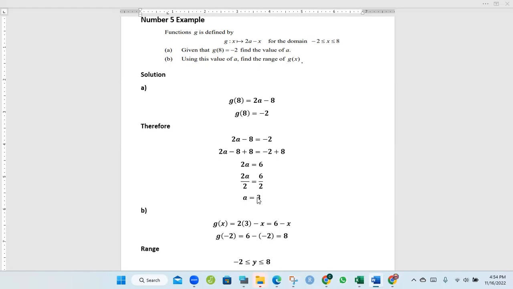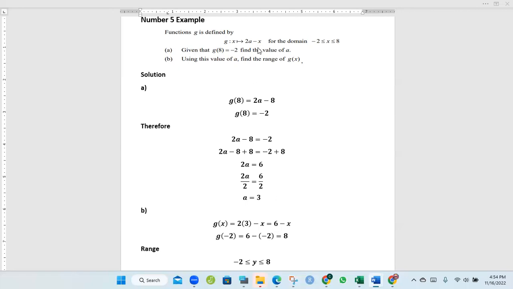So now we can substitute 3 into the place of a to complete the function and find what g(x) is. So g(x) is equal to 2 times 3. We put 3 there because that's where a was, in 2a. And a is 3 now, so it's 2 times 3, that's 6 minus x. So that's g(x), so we can find g of anything.